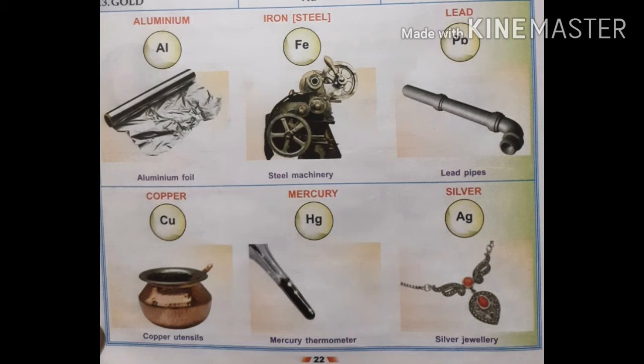Aluminium is used in making aluminium foil. Iron is used in steel machinery. Lead is used in making lead pencils. Copper is used for utensils, mercury is generally used in thermometers, and silver is used in making jewelries.